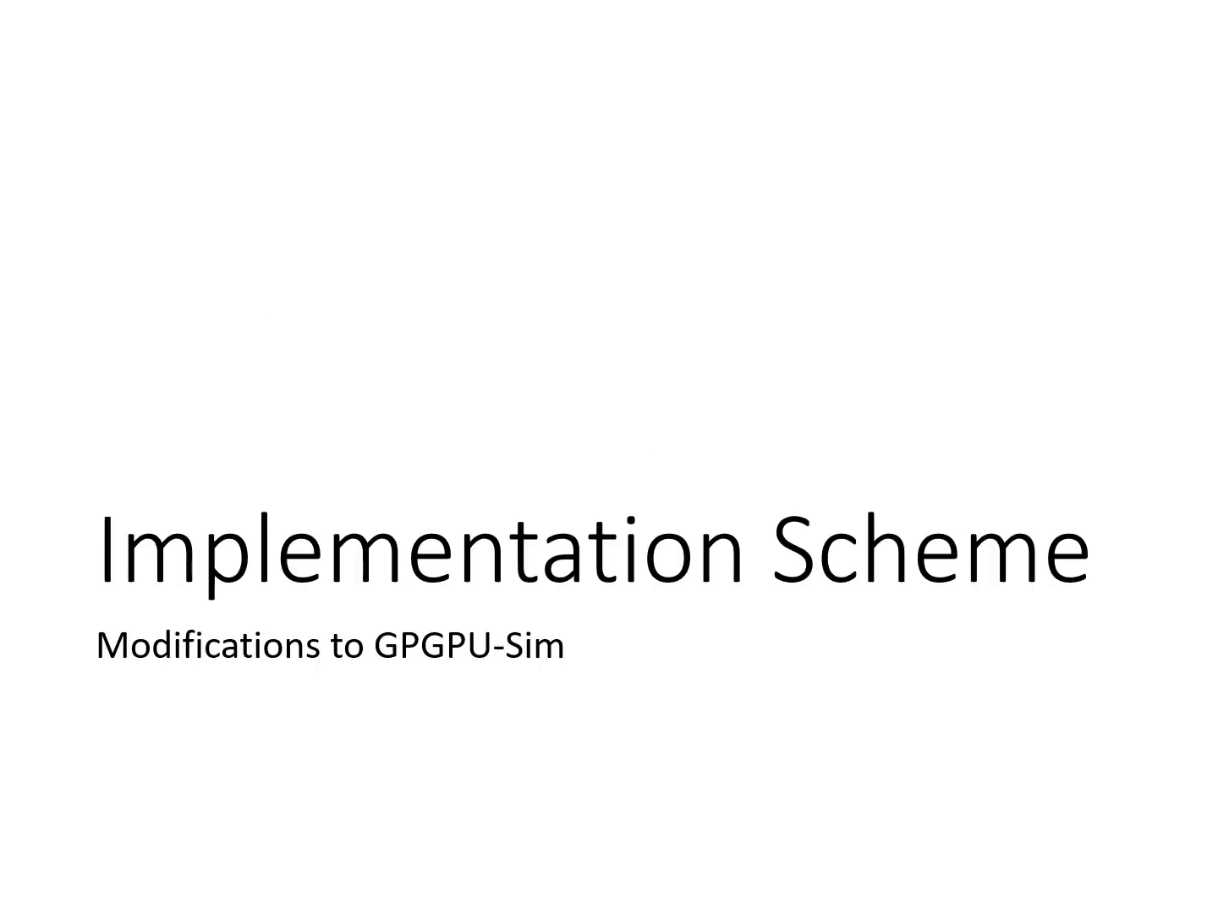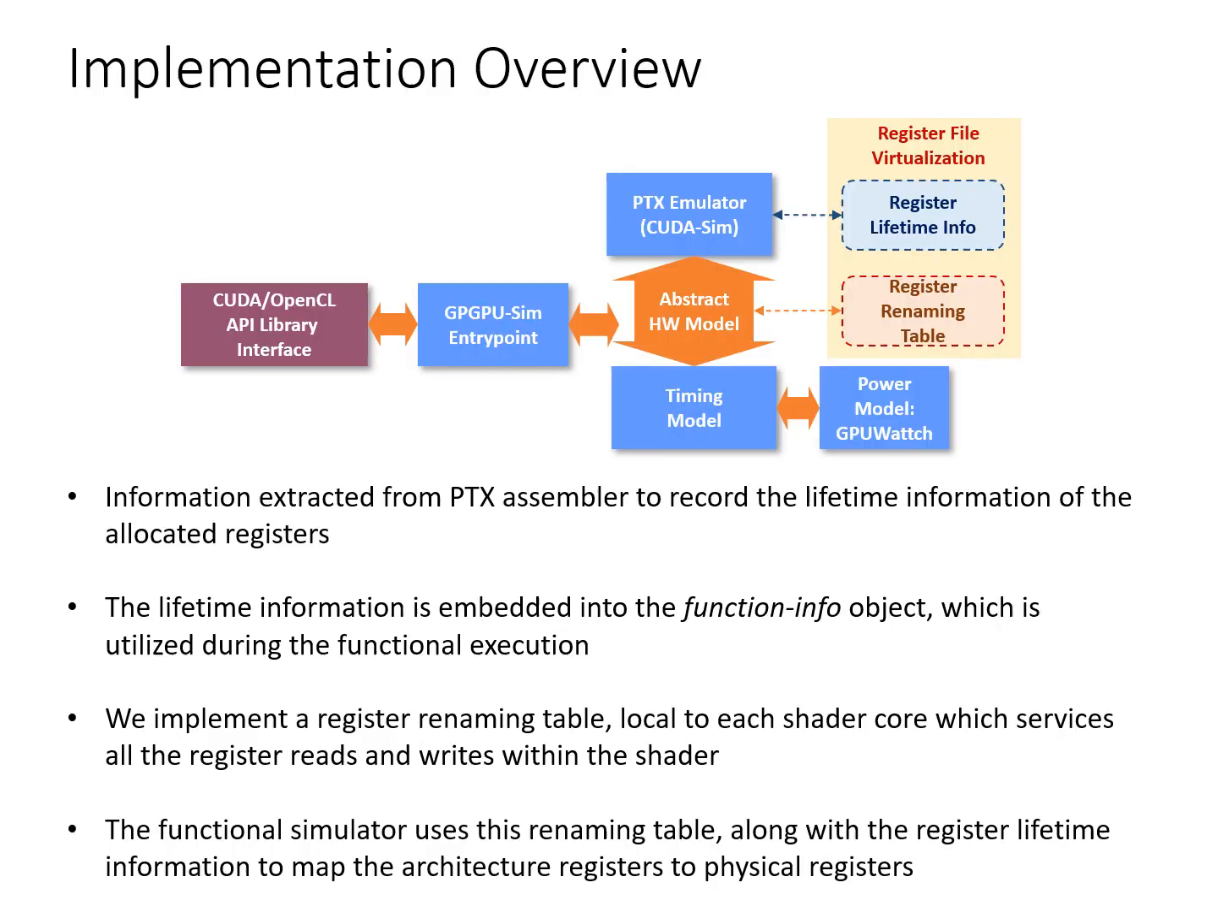Now we'll be going over a brief overview of the implementation scheme for this project, listing out the major modifications to the GPGPU SIM. Our modifications to the GPGPU SIM can be split into two major blocks. Firstly, the PTX assembler has been modified to extract register lifetime information from the kernels of PTX code that will be executed by GPGPU SIM. This lifetime information is embedded within the function info object generated by it. Secondly, we have implemented a register renaming table, which implements a mapping scheme between architectural and physical registers. This table is local to each shader core and services all the register reads and writes that happen within the shader.